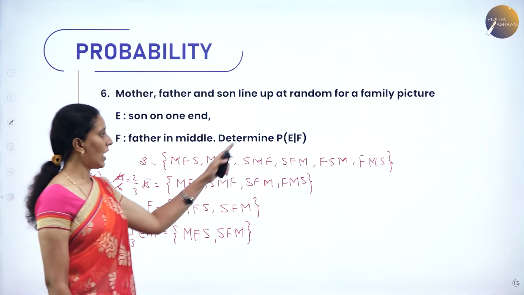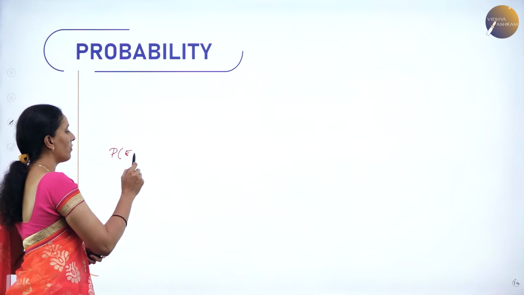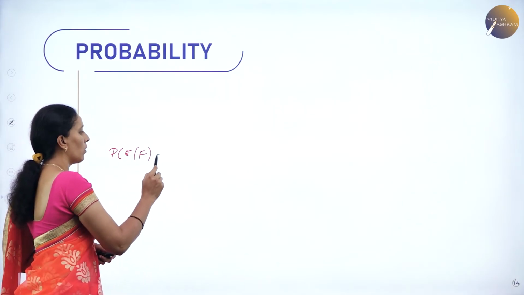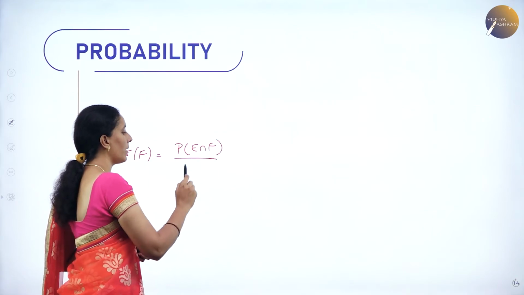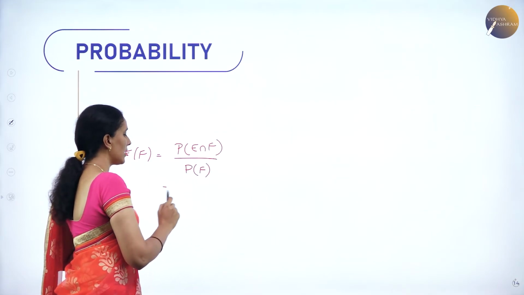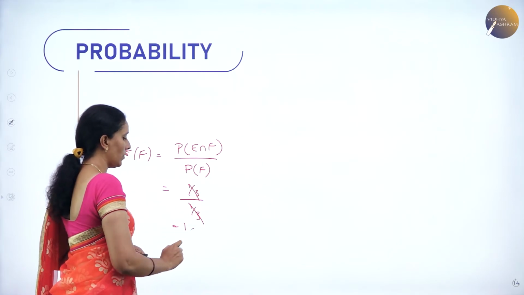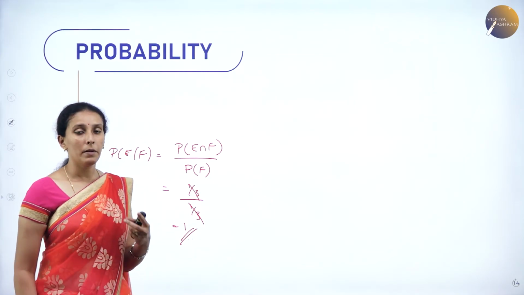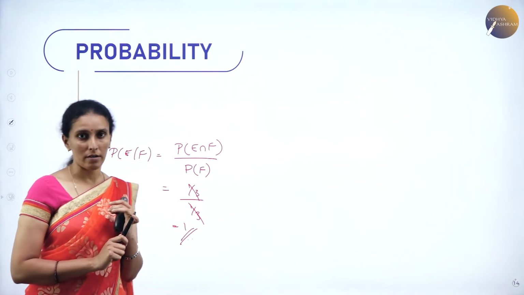Now, what we need to calculate? Probability of E given F. So, that is probability of E given F is probability of E intersection F divided by P of F, that is equal to 1 by 3 divided by 1 by 3, the 1 by 3 cancels, whose value is 1. Remember, the maximum value of the probability you can get is 1.